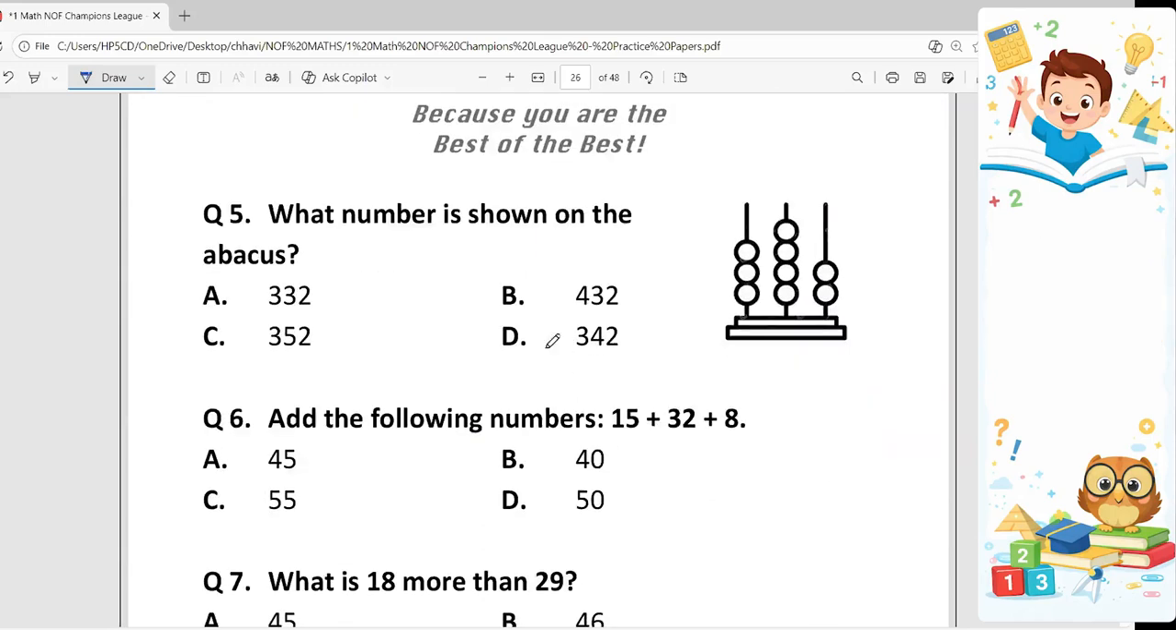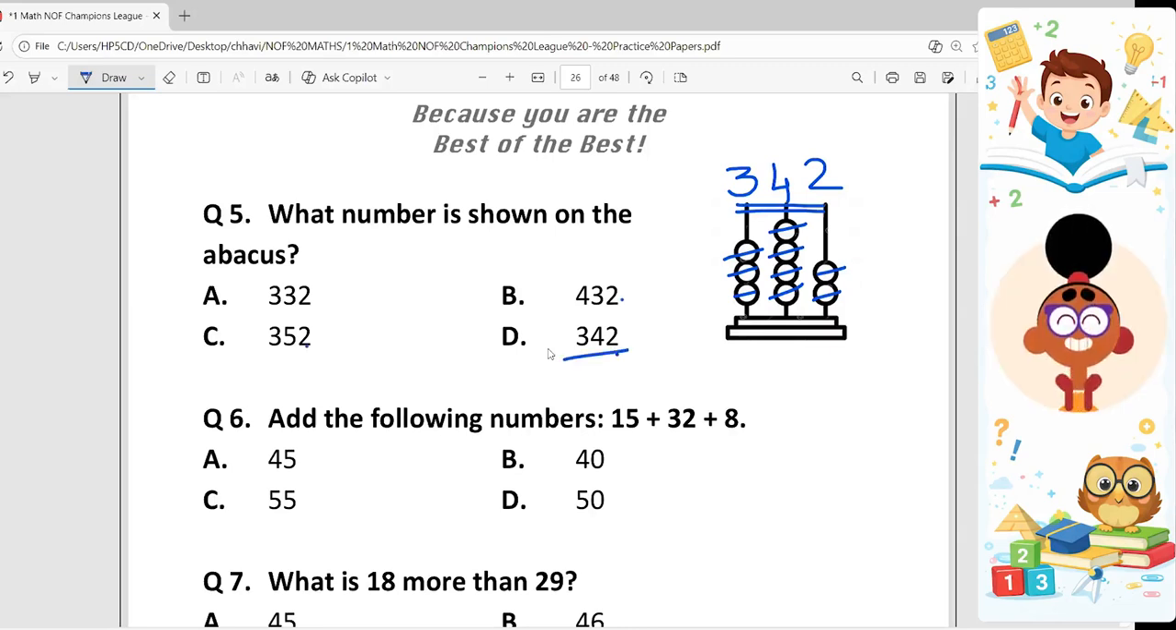Fifth question. What number is shown on the abacus? Now see, this is an abacus where each bead counts as 1. So this is 1, 2 and 3. So on the hundreds rod it is 3. On the tens rod it is 1, 2, 3 and 4, and on the units rod 1 and 2. So we have our answer as 342 on the abacus, and options are 332, 432, 352 and 342. So option D is the correct answer.